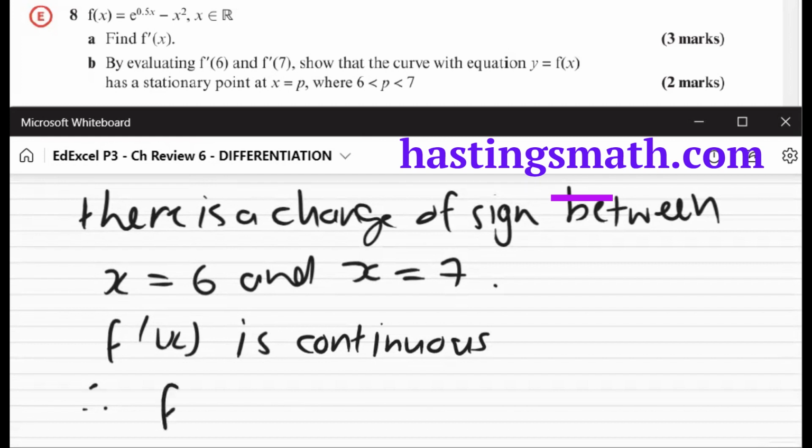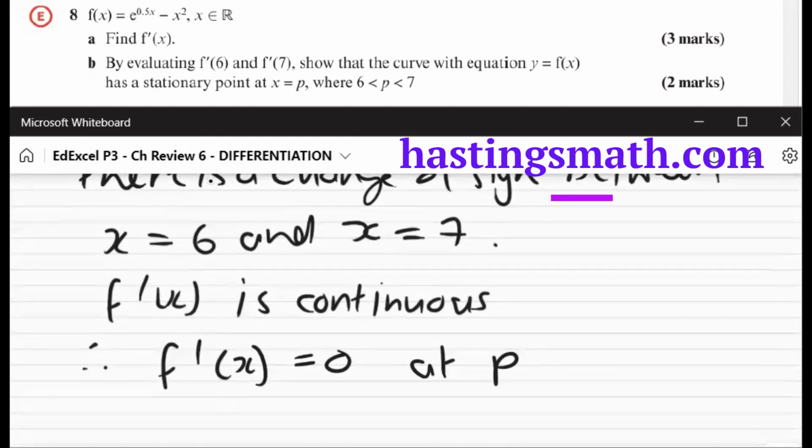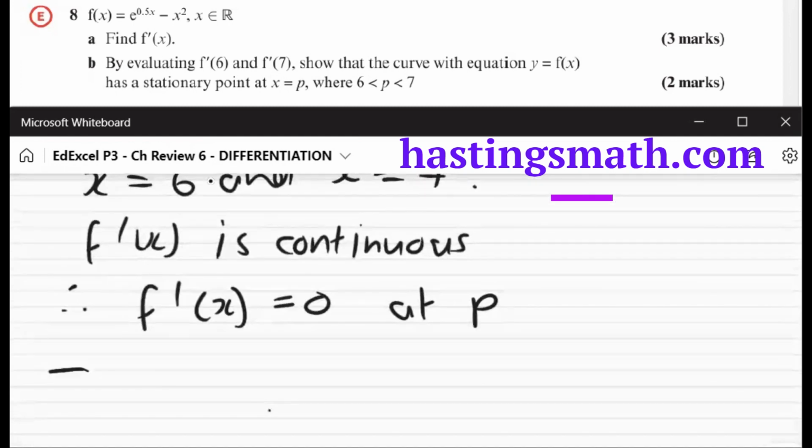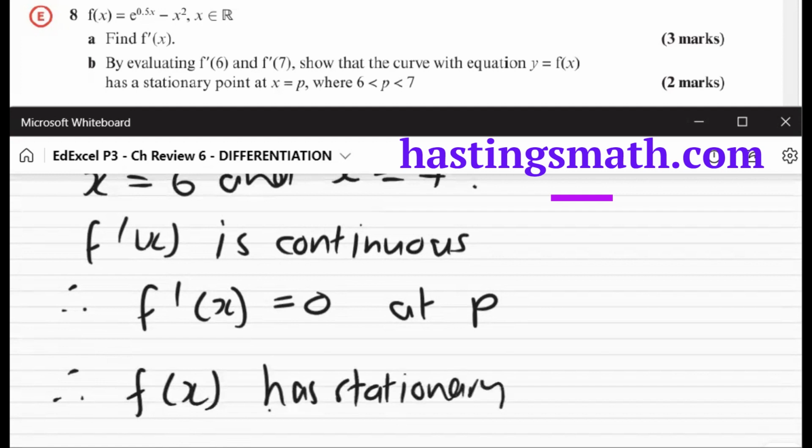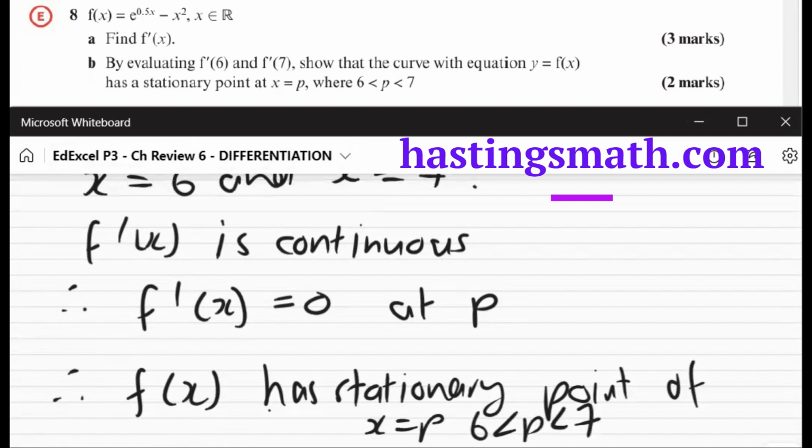The last thing they want you to write is f dash of x equals 0. That just means stationary points, just another way of writing it, at p, somewhere in the middle. Is that enough? I'm just looking at the mark scheme. They really want you to write the whole thing. I would use the therefore sign. It depends on the marker how sticky they could be with this. So you say, therefore, f of x has a stationary point at x equals p, where p is between 6 and 7. That should be enough. That was question 8.